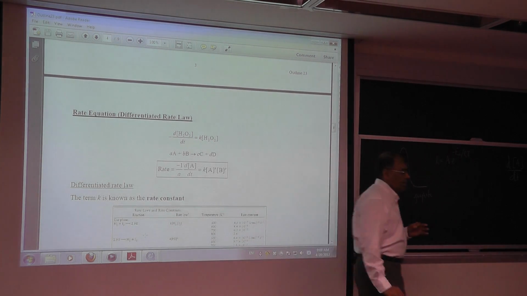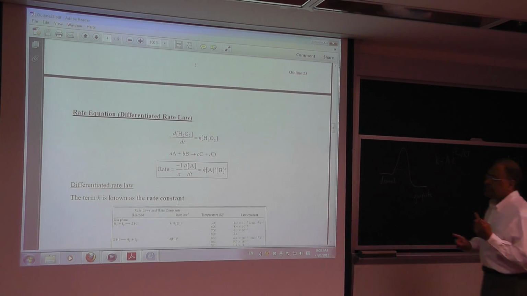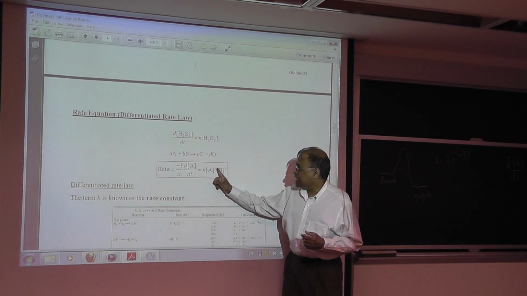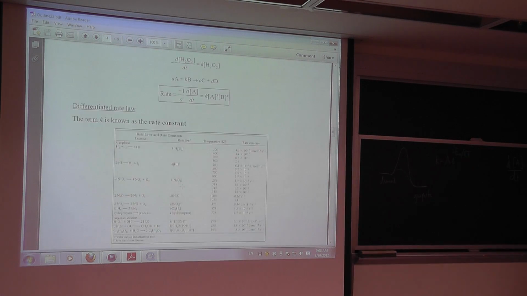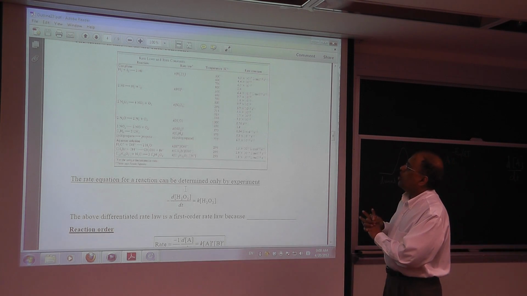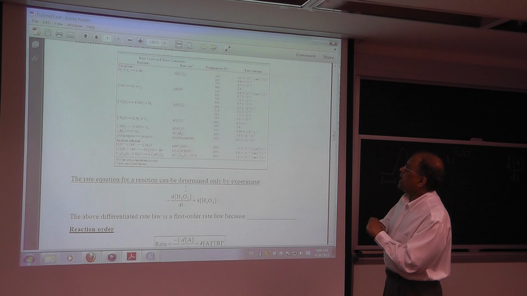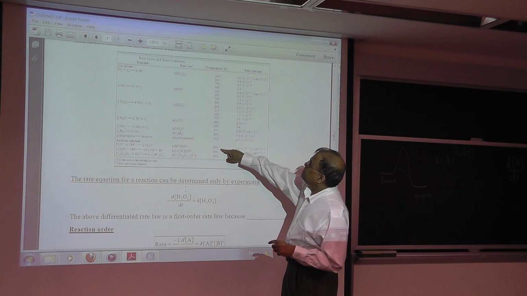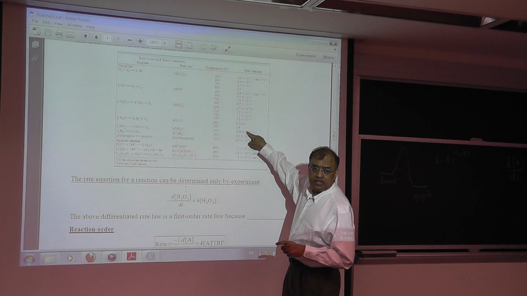k is the rate constant. Whenever you're doing an experiment in kinetics, trying to determine the rate law, what you're trying to determine are these 3 parameters, k, x, and y. Those are the 3 unknowns that you're trying to determine in an experiment. So here are some examples of rate laws for different reactions, and in this column here is the temperature and the corresponding rate constant.